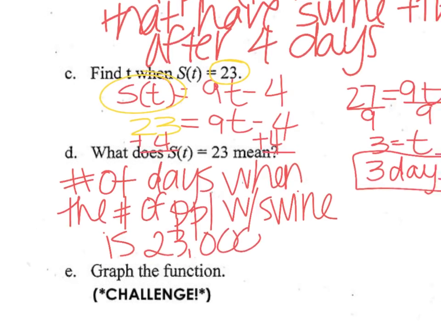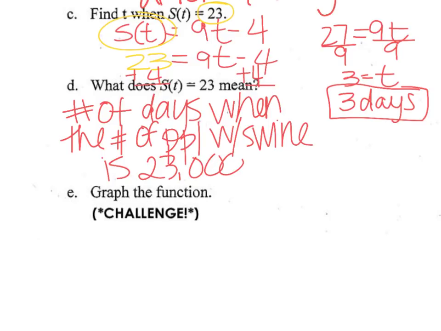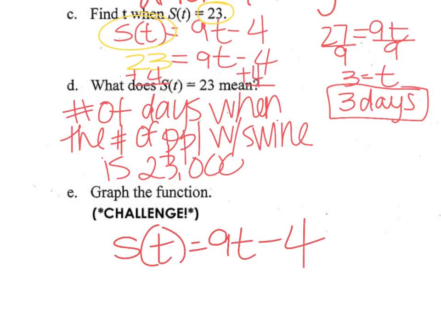Now, part E. I wrote challenge under part E because we haven't necessarily learned how to graph S of T equals 9T minus 4. But if you remember slope-intercept form from Algebra 1, hint, hint, we're going to learn that this chapter in a few lessons. Actually, I think next lesson we're going to talk about slope-intercept form. It looks something like this. So if you can remember how to graph it using that, kudos to you. You've just beat the challenge.